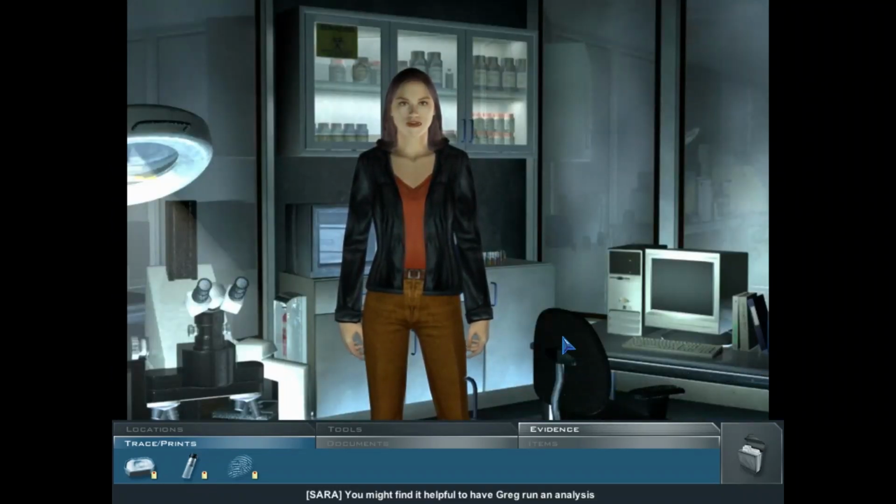You might find it helpful to have Greg run an analysis on the rag fragment from the floor of Gray's office.